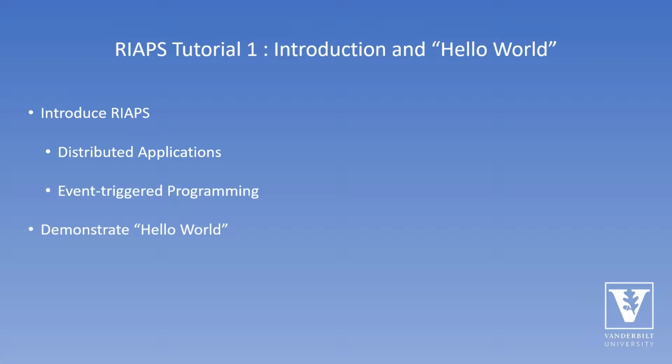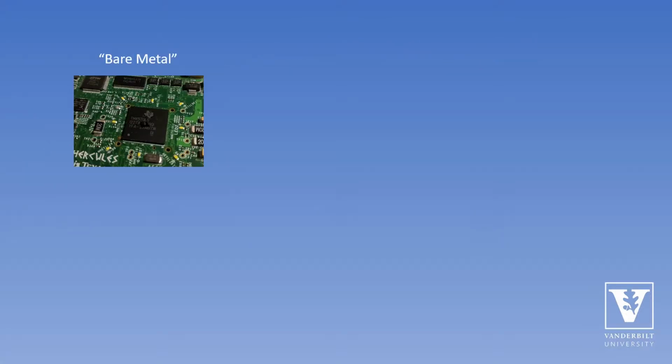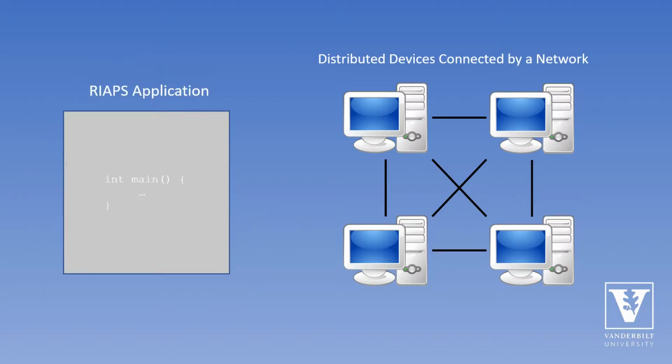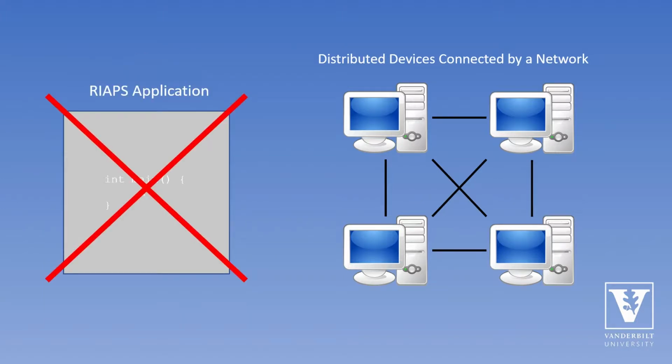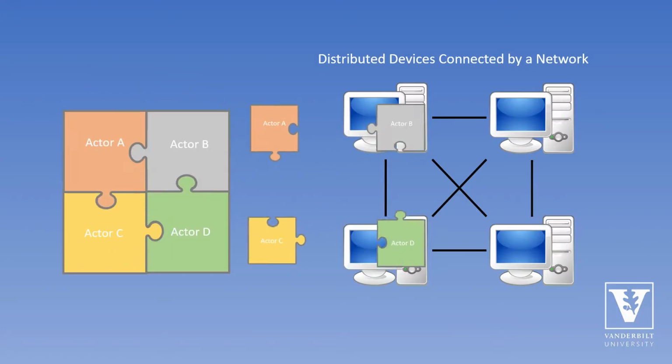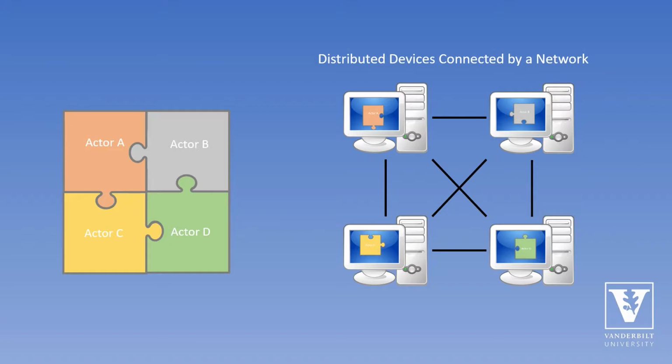Software can take many different forms, running on bare metal, within an operating system, even on many different devices. RIAPS applications are distributed applications, meaning parts of the program are run within an operating system on any number of devices all connected to a network. The application is not a single file with a main function running in one process, but can be any number of processes running in different places. We call these processes actors.